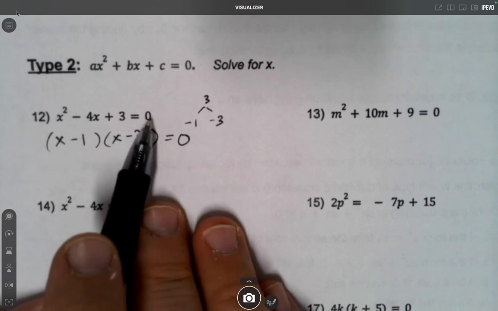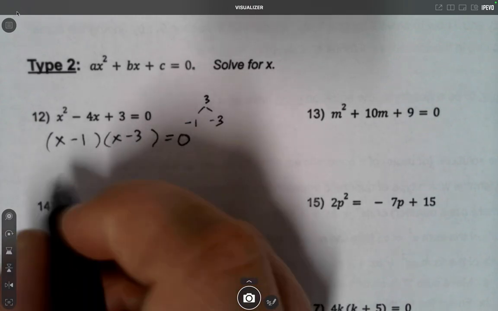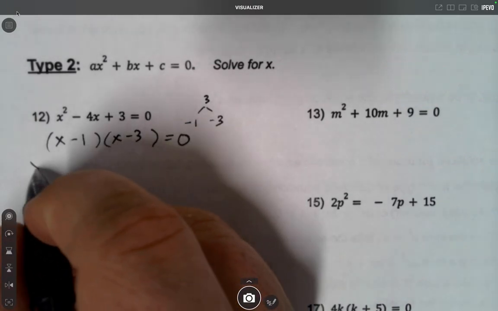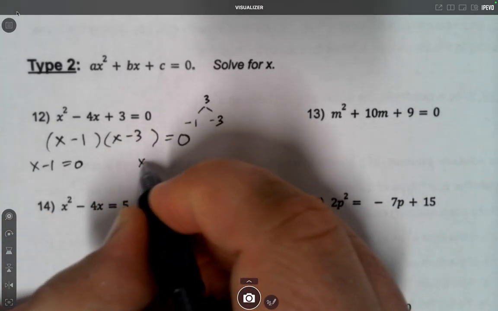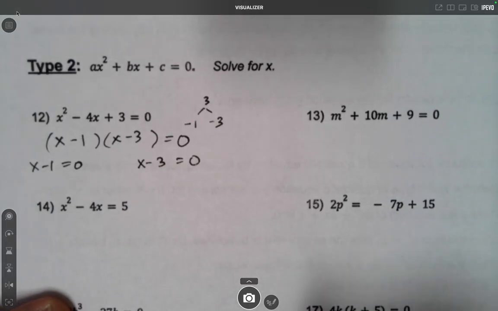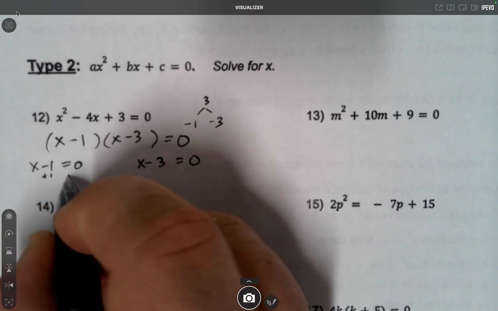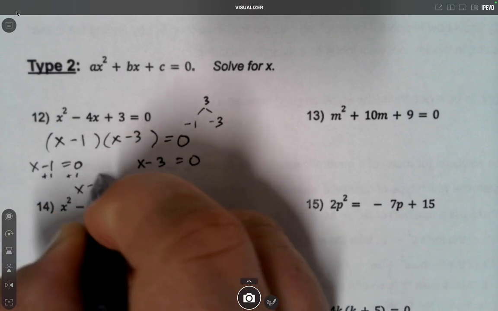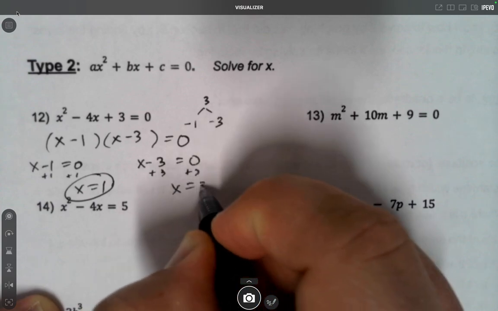So step 1, make sure 0 is on one side. Step 2, factor. Step 3, set each factor equal to 0, so x minus 1 equals 0, and x minus 3 equals 0. Final step, solve for x. Here we just add 1 to both sides, and we get x equals 1. Here we add 3 to both sides, and get x equals 3.